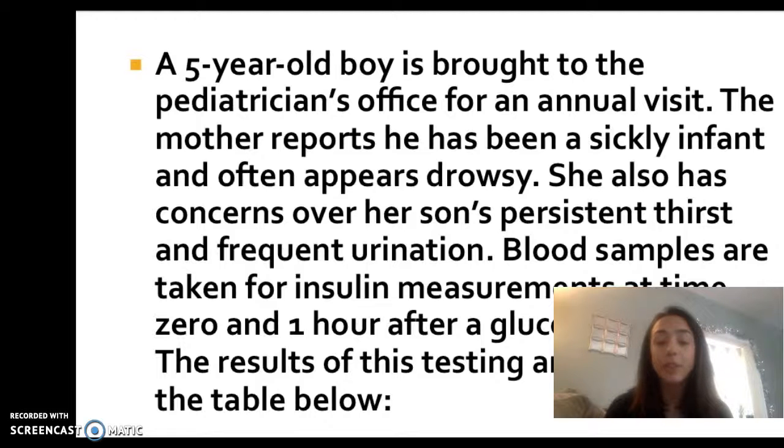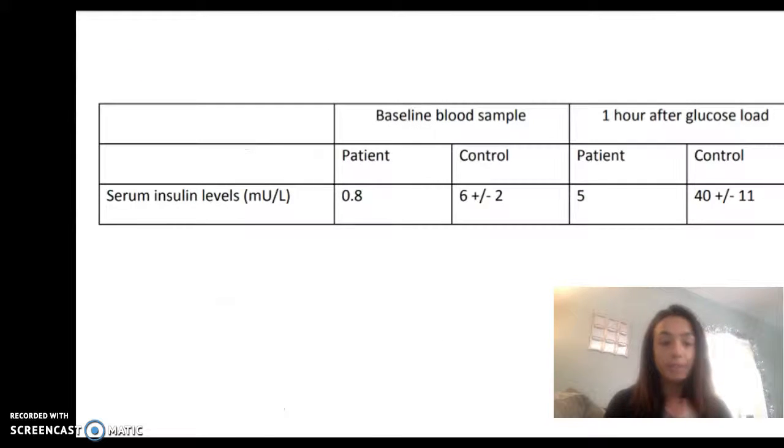Blood samples are taken for insulin measurements at time 0 and 1 hour after a glucose loading test. This is a typical test that a healthcare provider would give to someone who displays glucose metabolism issues or pathologies in this area. So the results of the 5-year-old boy's testings are as follows.